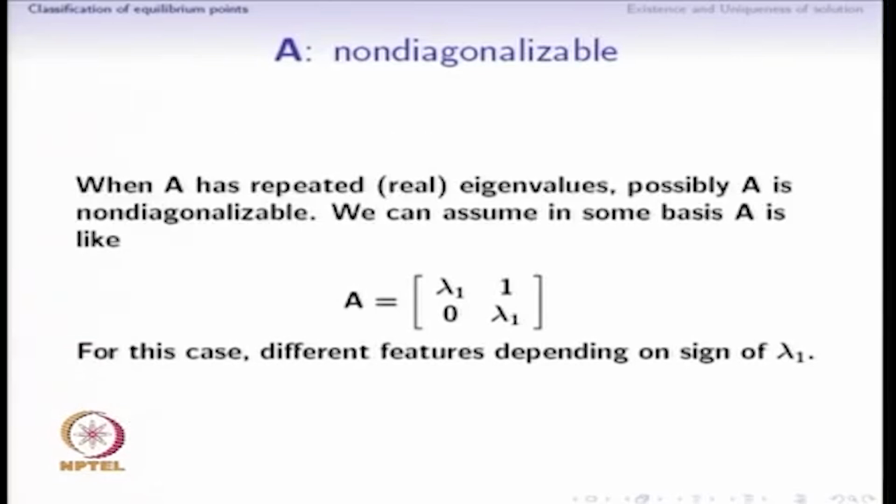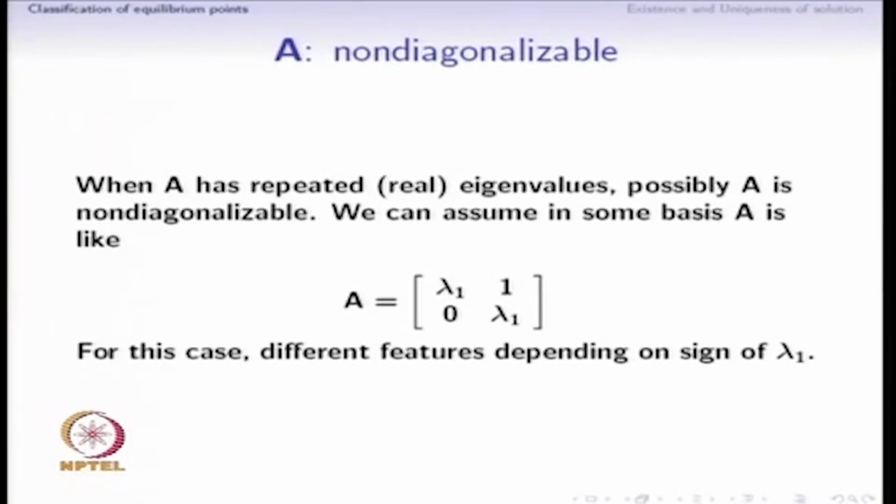And when A is not diagonalizable, then it is forced to have repeated eigenvalues, because A is a 2 by 2 matrix, and then they are forced to be real eigenvalues. In that situation, we will assume that in some basis A is of this form: lambda 1, 1, 0, lambda 1. This is the so called Jordan canonical form.